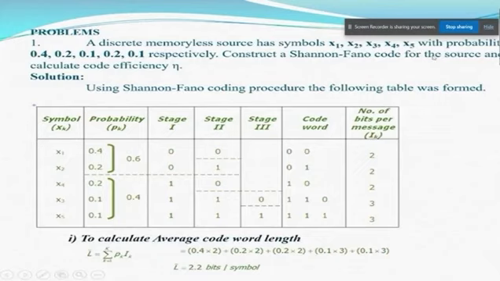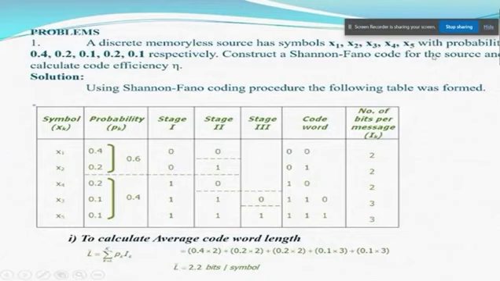Now in stage 1, we split all the probabilities into two halves with the least difference between them. We split 0.4 and 0.2 as one set and 0.2, 0.1, 0.1 as another set. We assign the upper set zeros and the lower set ones. In stage 2, we assign 0 1 for the upper set which has 0 0 in stage 1, and we split the lower set into an upper and lower set again, assigning 0 to the upper set and 1 to the lower set.